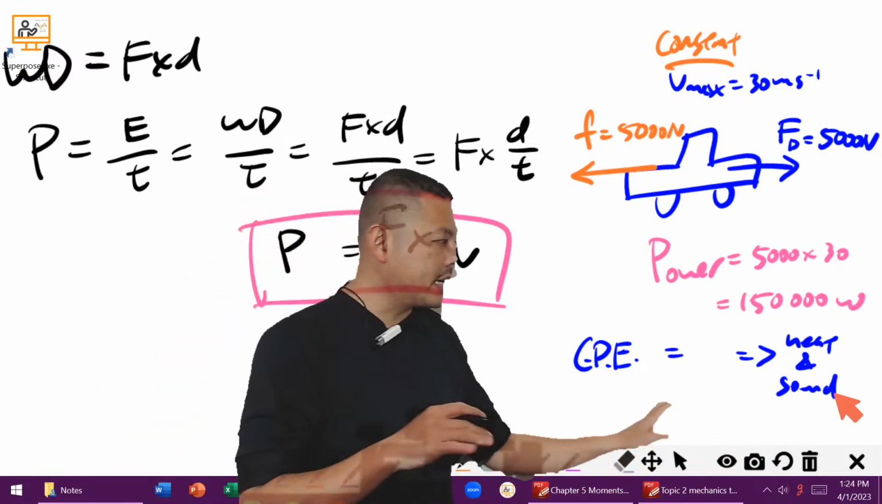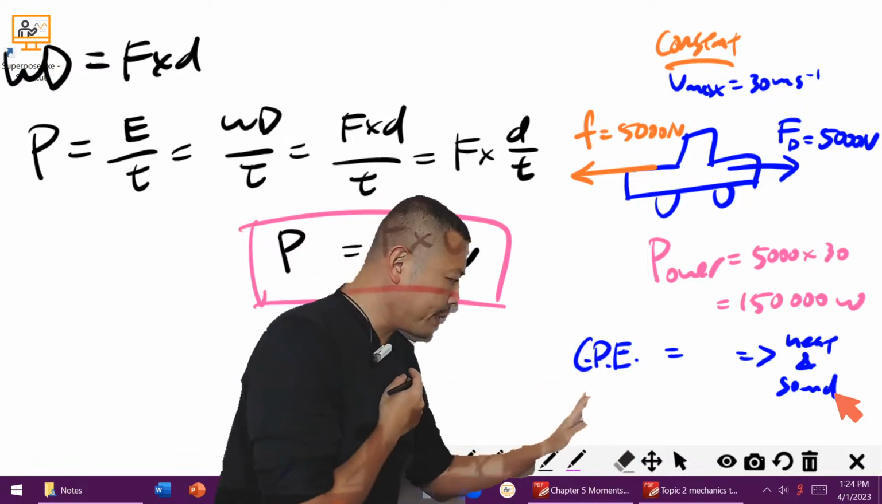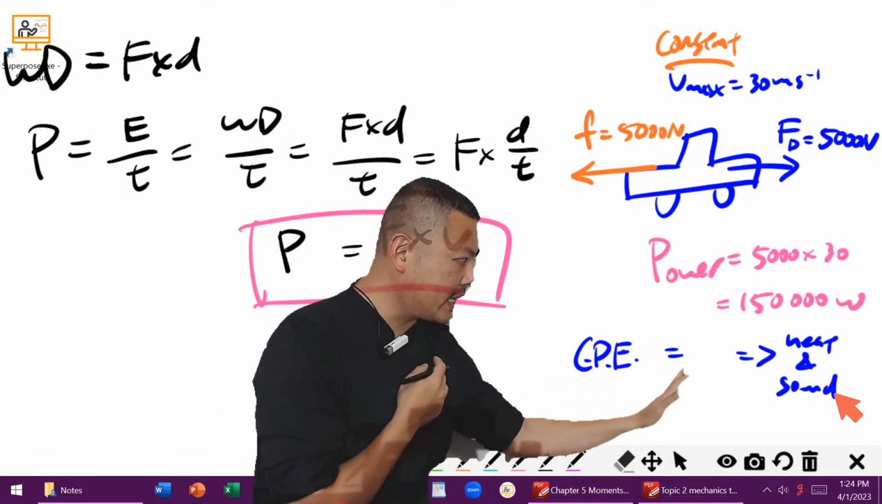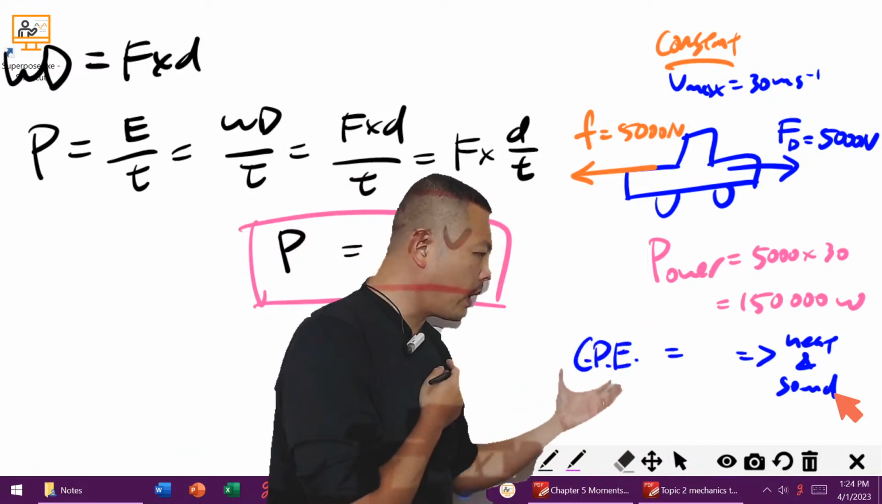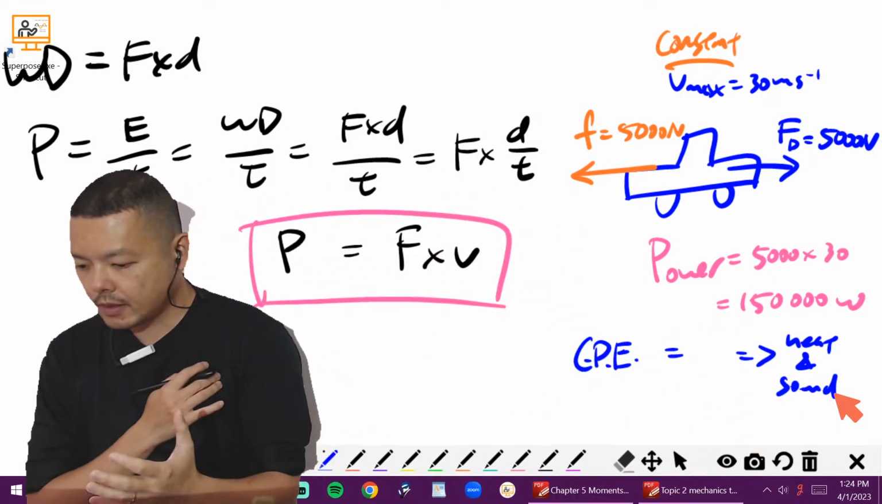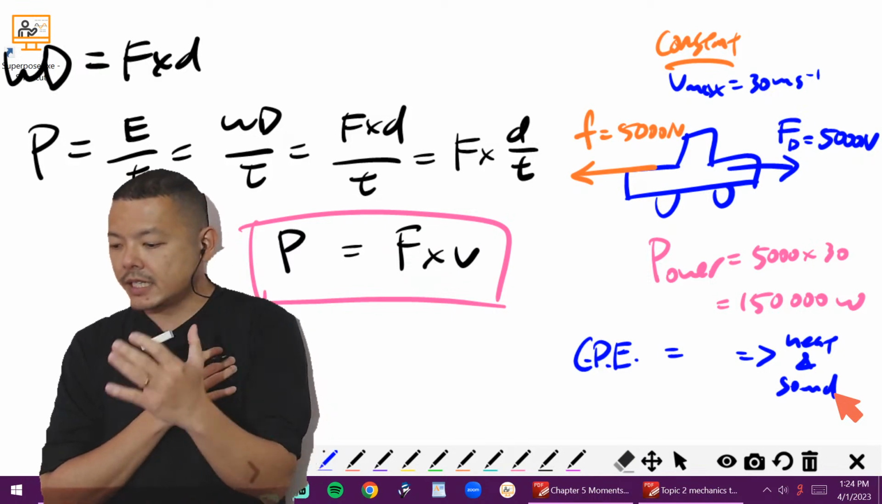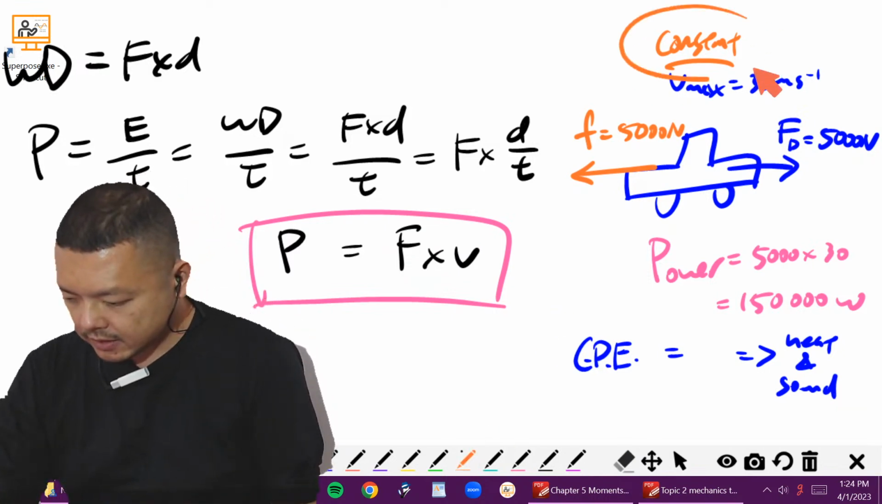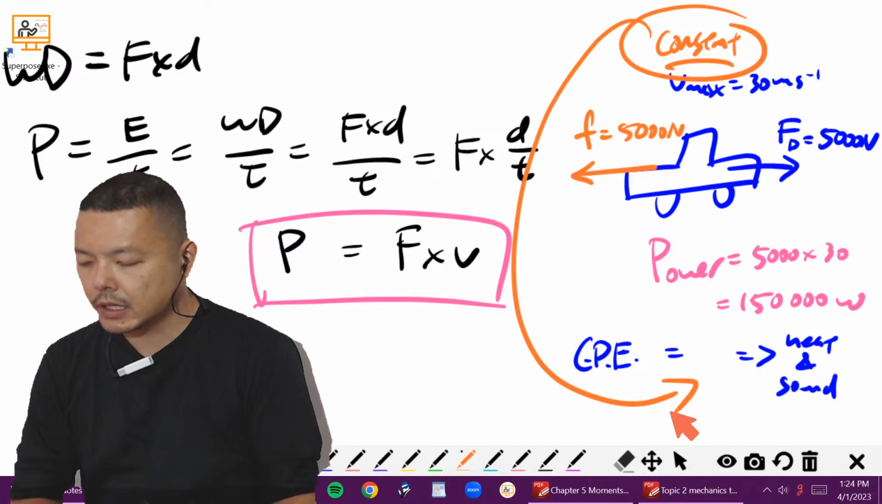You can say, how about in the middle? Yes, chemical potential energy is converted to KE, but ultimately, one for one, chemical potential energy into heat and sound. This is because it's a constant speed. Again, it's because it's constant speed.